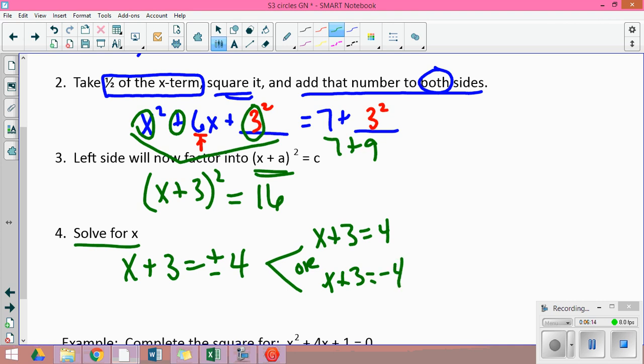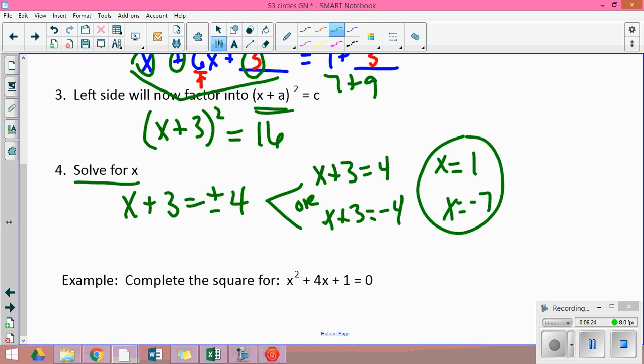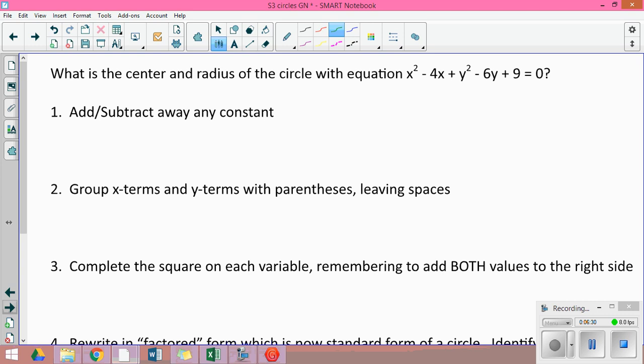You might remember this from algebra. Subtract 3, x equals 1, or subtract 3, x equals negative 7. That's the algebra side. What does this have to do with circles? Let's go to the next example that actually has to do with circles. This is a circle, but it's not in that vertex form where we can clearly see h, k and the radius, but we can make it be that.